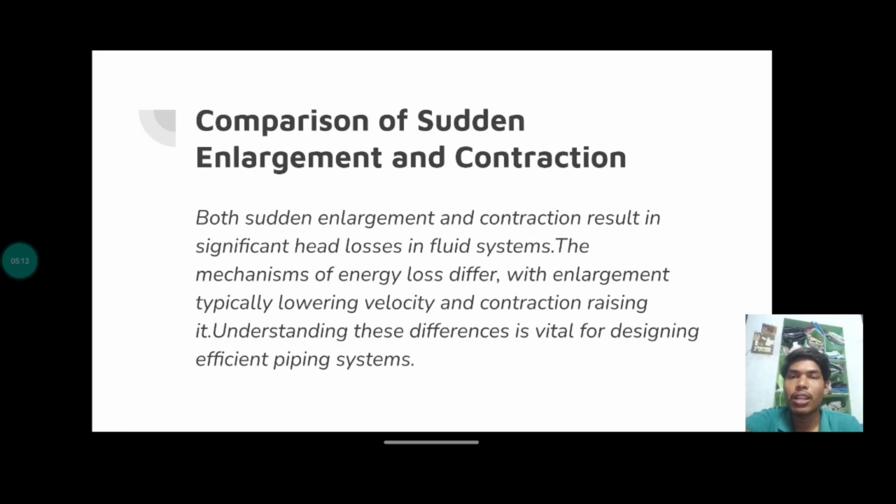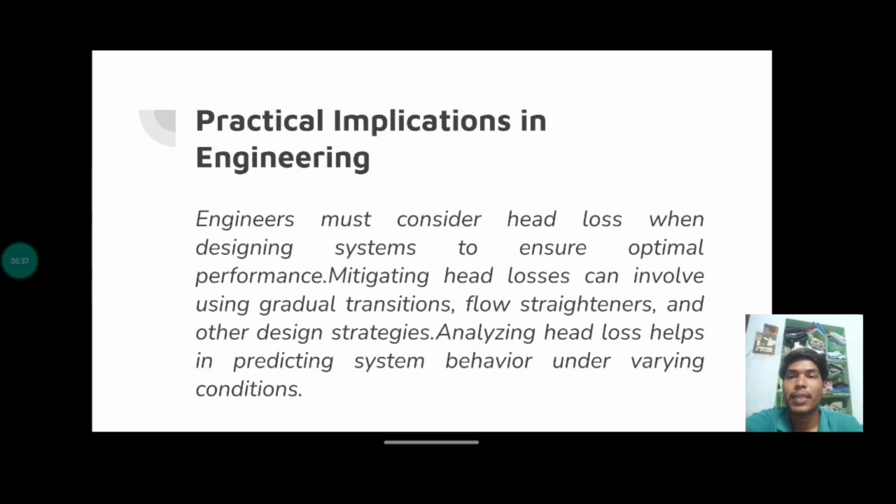Comparison of sudden enlargement and sudden contraction. Both sudden enlargement and sudden contraction result in significant head loss in fluid systems. The mechanism of energy losses differs, with enlargement typically lowering velocity and contraction raising it. Understanding these differences is vital for designing efficient piping systems.